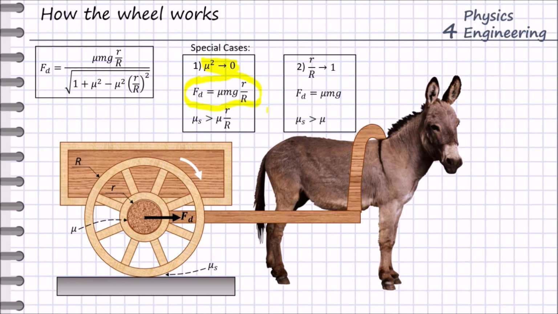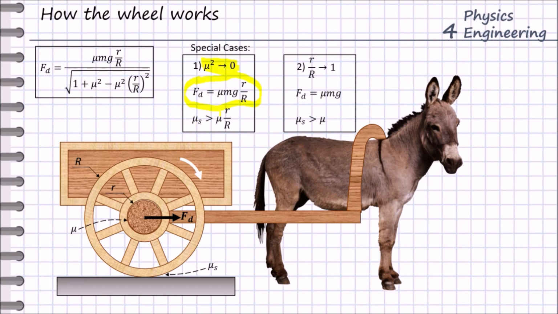So whenever we design some mechanism which contains a wheel or rollers, and we know the shaft diameter, the wheel diameter, and the friction between them, we can simply calculate the force required to move the wheel, or the resistance force, which is equal to mu mg times the ratio between the small radius and the capital radius.